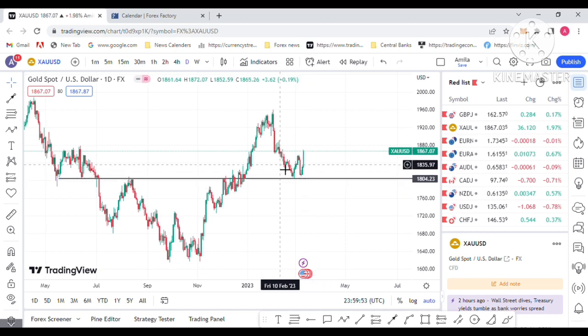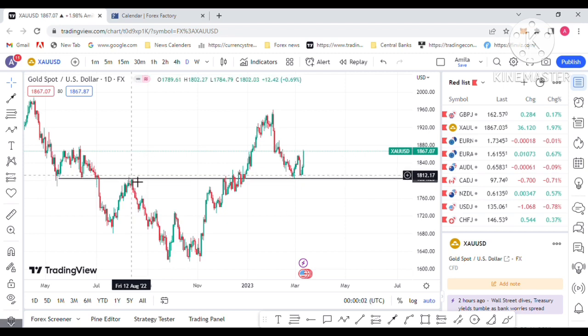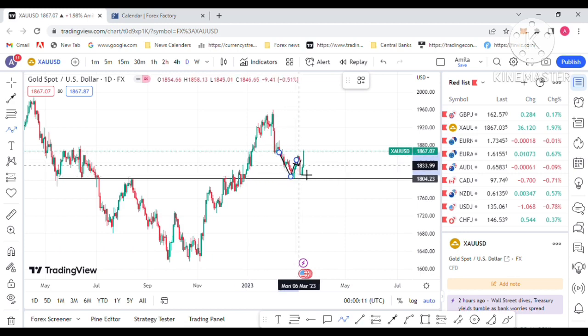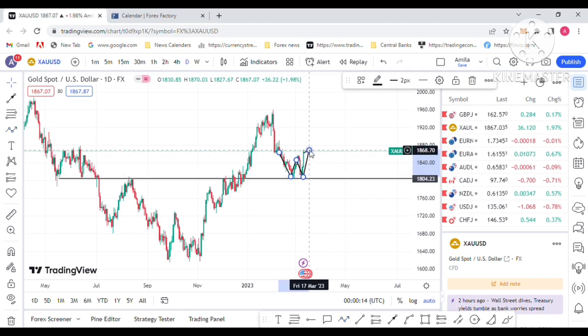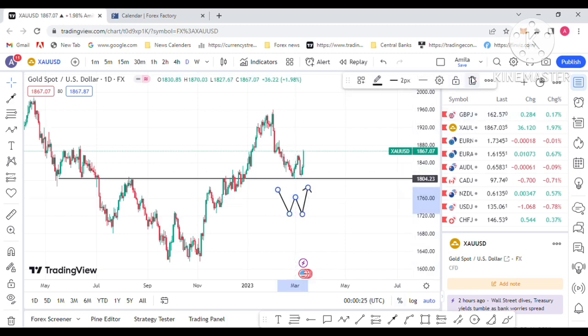This is the level, the black color line level. There was a huge resistance on the left side and it was supported on the right side. So I am seeing a pattern here. It's a double bottom pattern, like a W pattern. That's what was created last week, and price went to the upside.